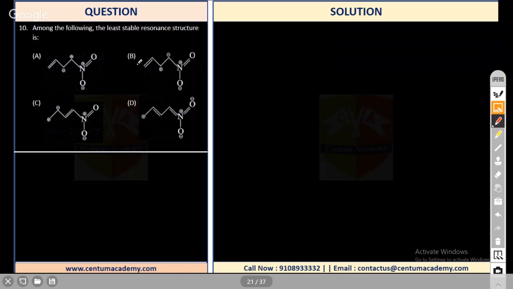Charge separation you have to check. See, the difference in these two is what? We have, okay, I'll write down the charge. Maybe it is not visible. See, this is positive, this is negative, positive, negative, negative, positive, positive, negative. Charge separation you have to check.